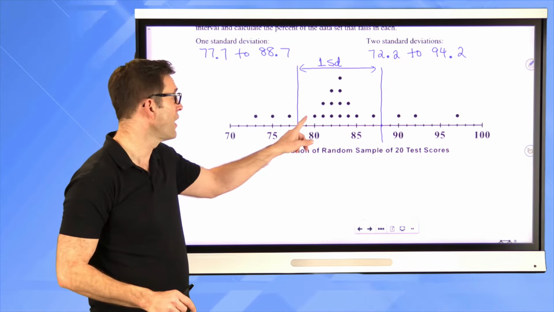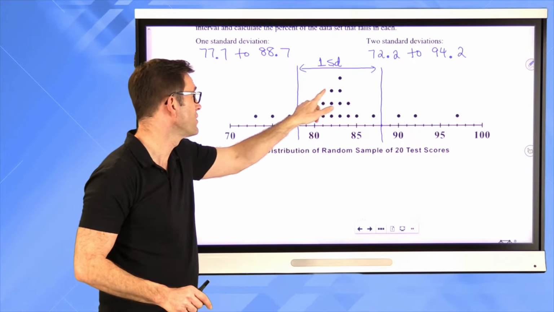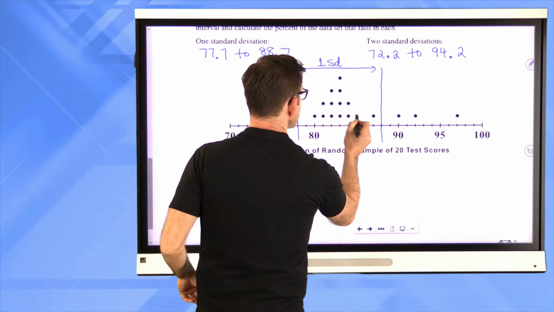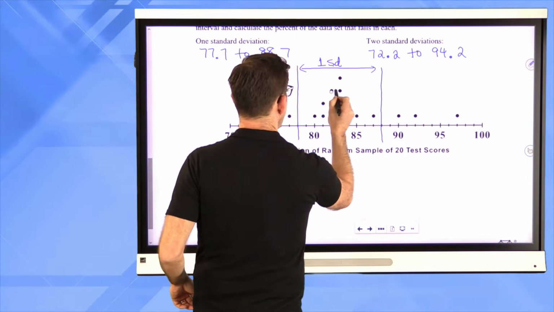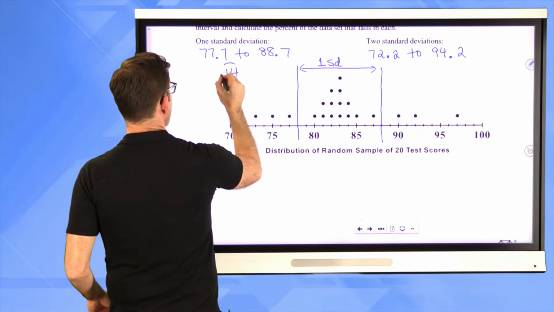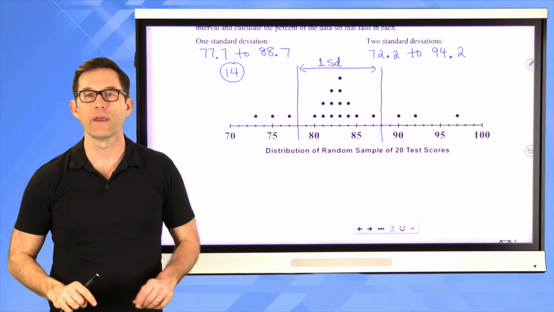Well, I just have to count the dots. 1, 2, 3, 4, 5, 6, 7, 8, 9, 10, 11, 12, 13, 14. Count them again. Again, 14. So 14 values fall within that. We'll calculate the percent in just a little bit. Let's let that go for right now.